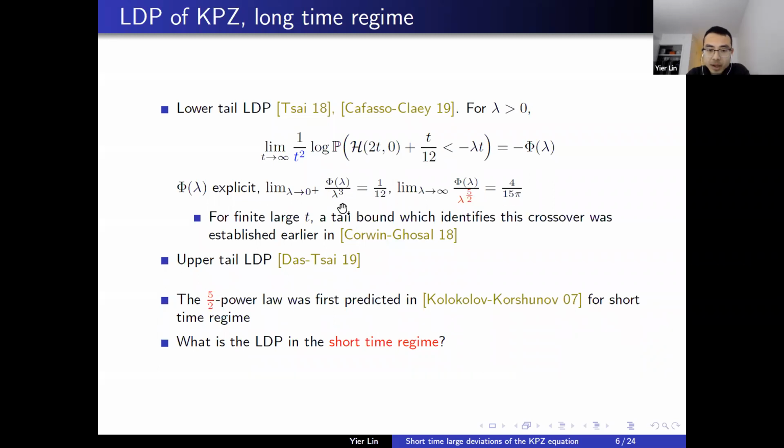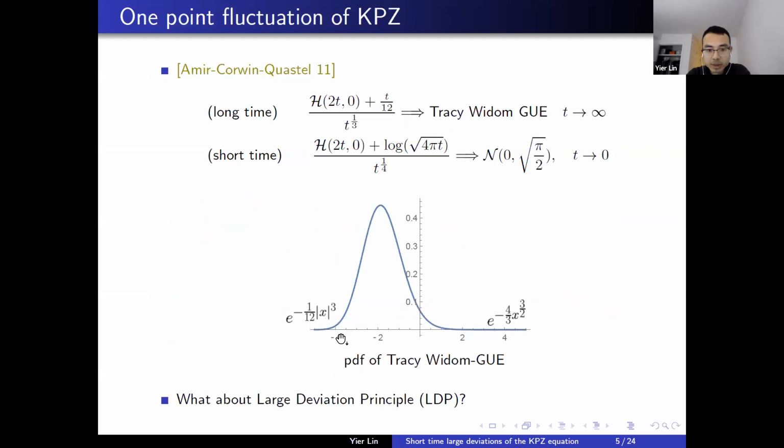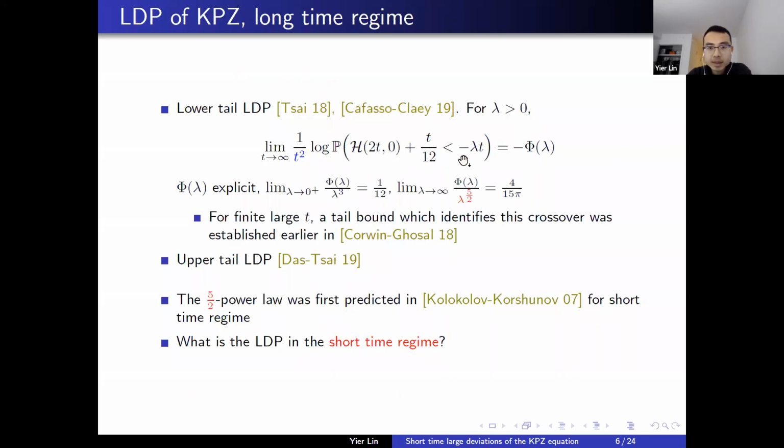So let me first explain this 1/12 lambda cube asymptotic. It's not something very surprising, because this exponent should just follow from the left tail exponent, the lower tail exponent of the Tracy-Widom GUE distribution in our fluctuation limit regime. When you look at the tail behavior for this H near the center, which means lambda is close to 0, you're still in the fluctuation limit regime.